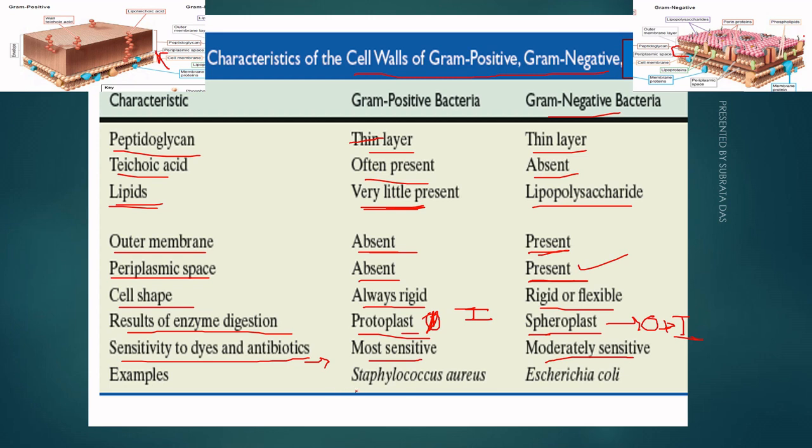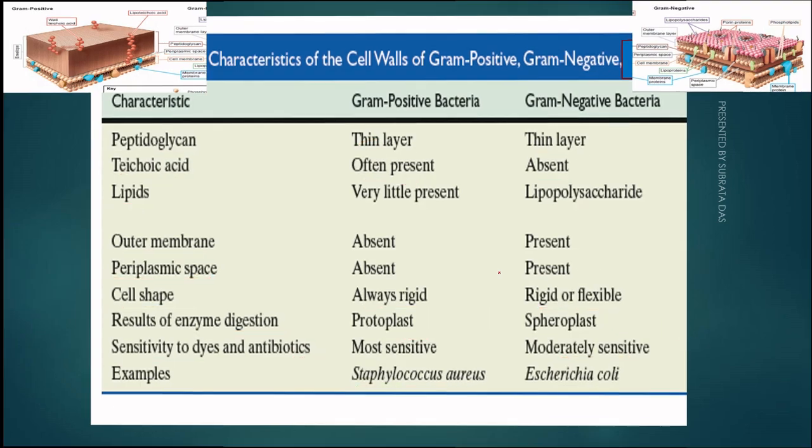The main example of gram positive bacteria is Staphylococcus aureus, this is one example, and for gram negative bacteria, Escherichia coli is an example. Okay, so move on to the next slide.